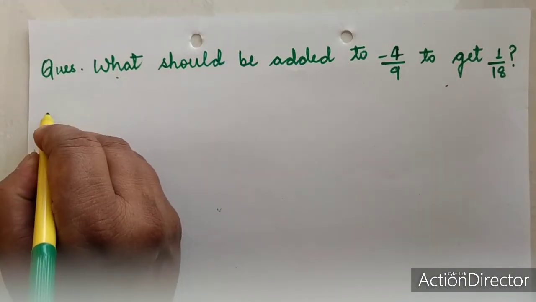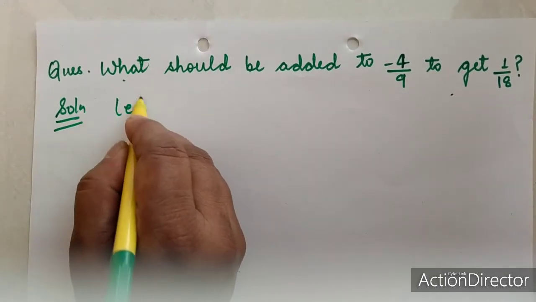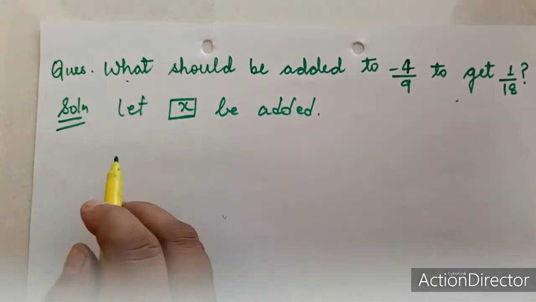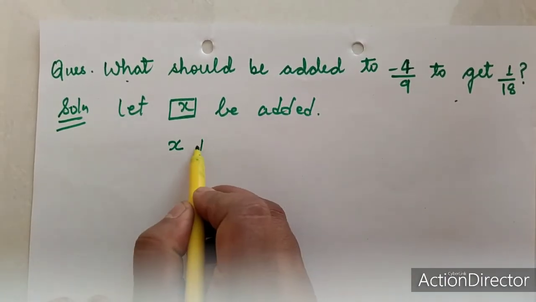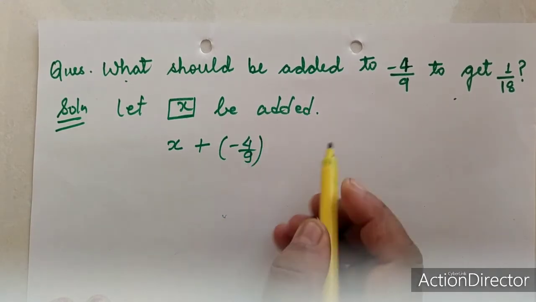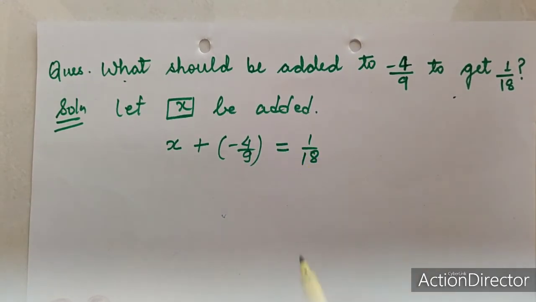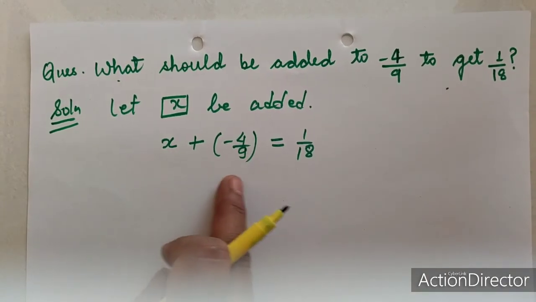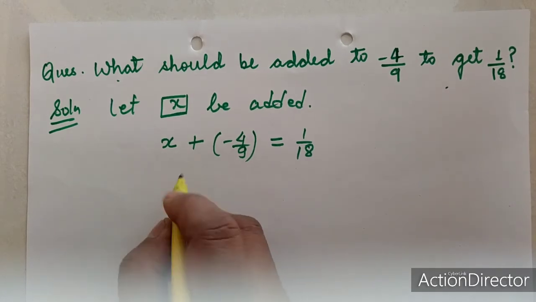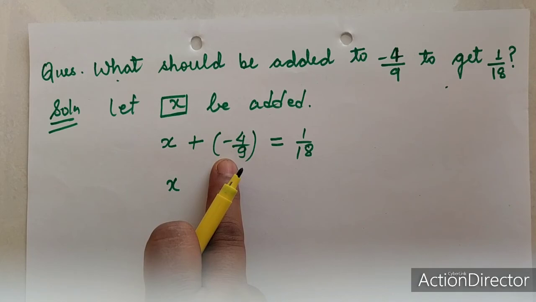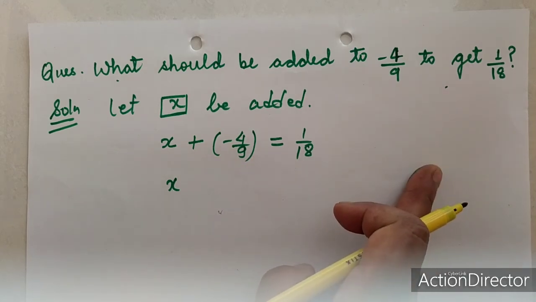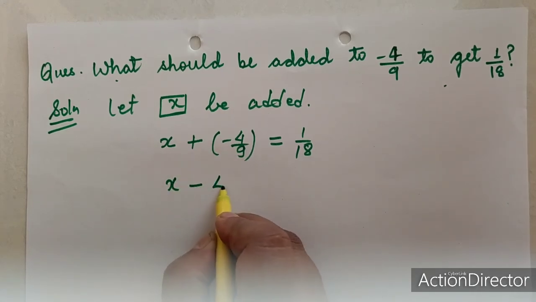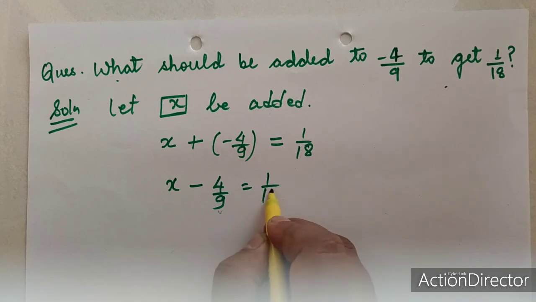So again we have to write in the same way: let x be added. What are we going to do? We have to write x plus minus 4 by 9 equals 1 by 18. If you want to write this number first and this number later, you can, because in addition of two numbers, in any order the result remains the same. Now x remains here because you are going to shift this number to the other side. So we have to change the sign. But before that you have to solve this step also. So x plus minus 4 by 9 equals 1 by 18.